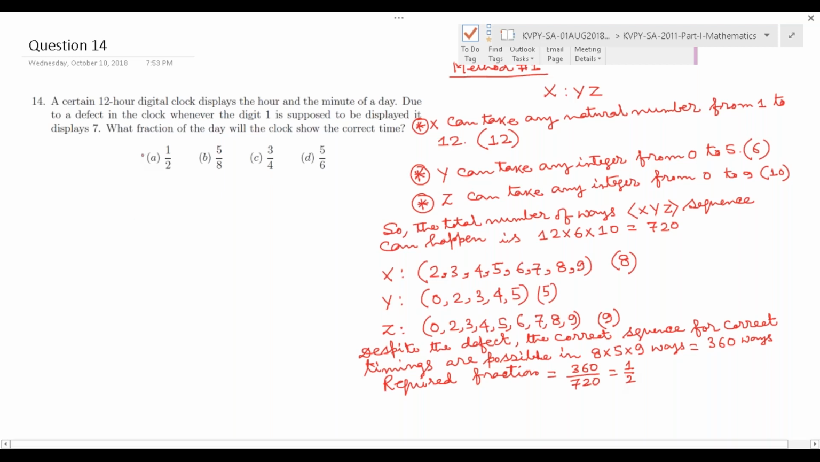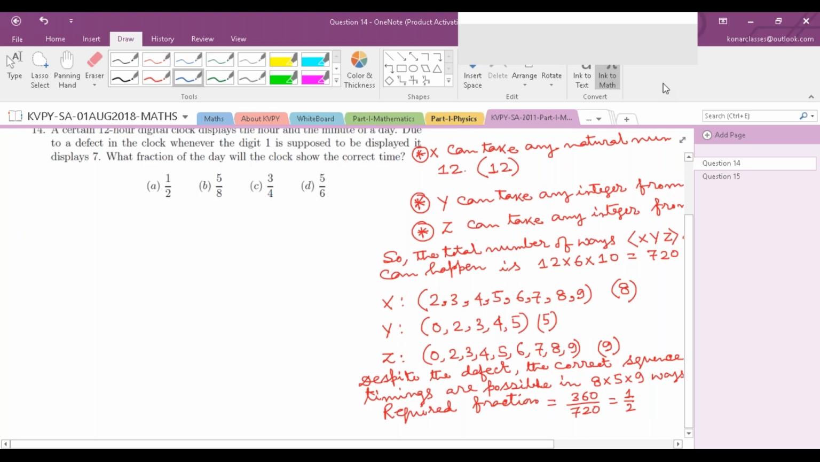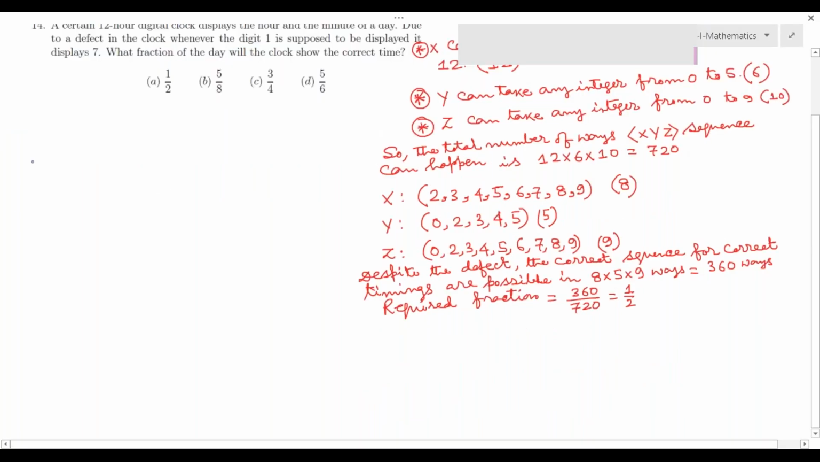Now let me show you another method. We can solve this problem in multiple methods. Let me use a different color pen. Here I'm going to show you in blue color the method 2. Any doubt, please never hesitate to raise your question.